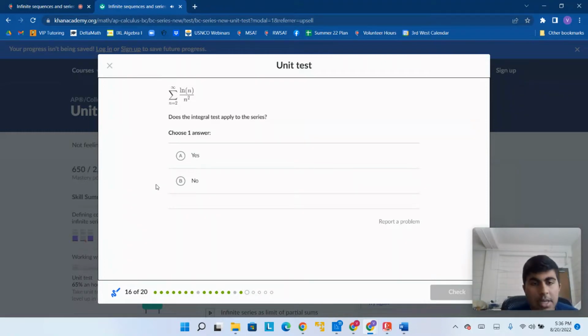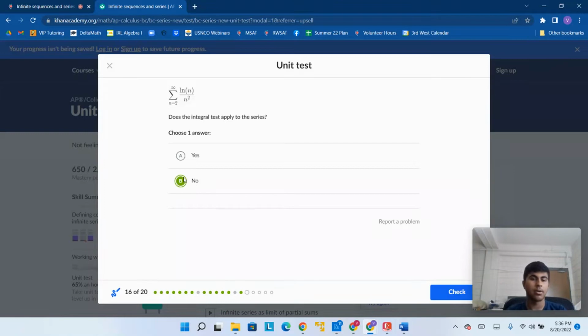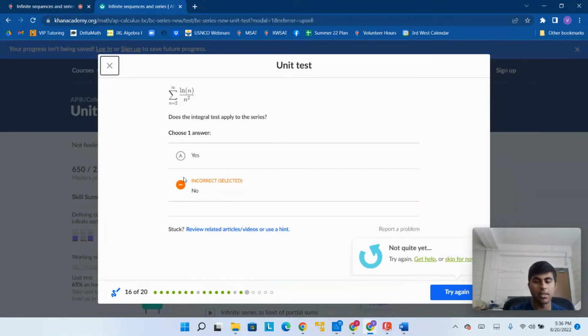Does the integral test apply to the series? What are the conditions of the integral test? First condition, it's positive. Is it positive? You're starting at ln of 2 over 2 squared. Remember, ln is base e, and e is 2.718. ln of 2 is not going to be positive. It's going to be negative. You can't use it. It's not positive. It doesn't apply. Let's keep going to the next.